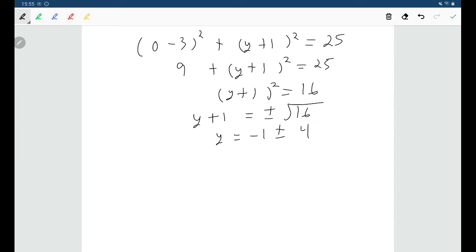So we have two values. y is negative 1 plus or minus 4. That means y is equal to negative 1 minus 4 or negative 1 plus 4. So we have two y-intercepts: (0, -5) and (0, 3).